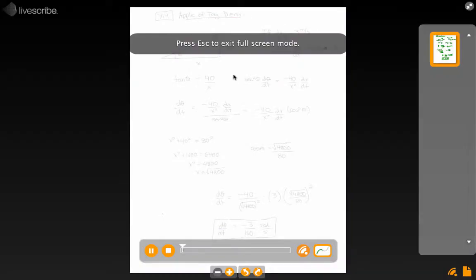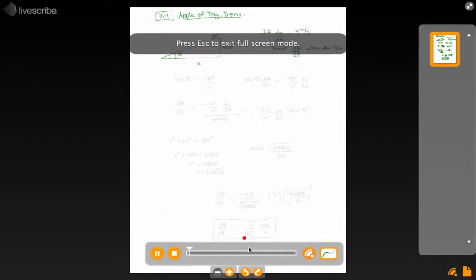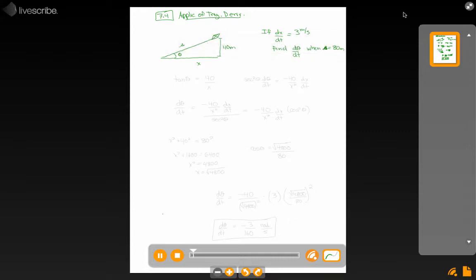This example comes out of 7.4, applications of trig derivative. For the sake of saving some space and time writing here, I've just drawn the diagram without writing the big paragraph that went with it, but somebody's flying a kite. The kite is staying at a constant height of 40 meters above the ground, but it is moving out horizontally at 3 meters per second, as the person lets out the string and the wind blows it, I guess.